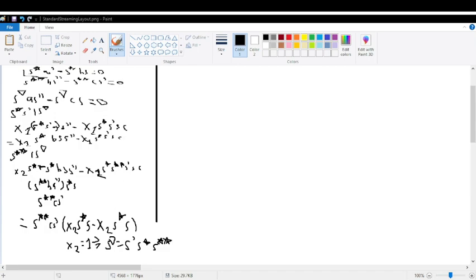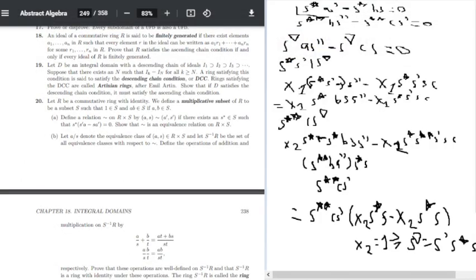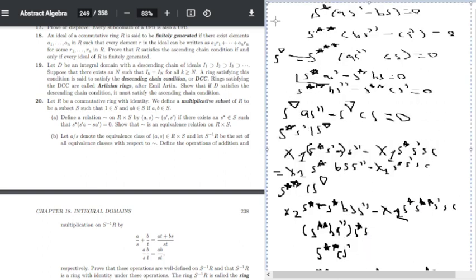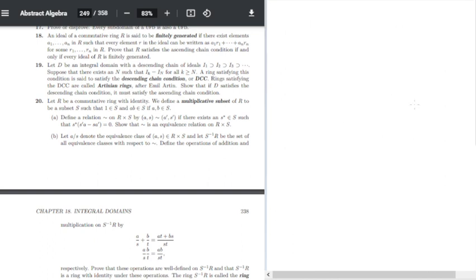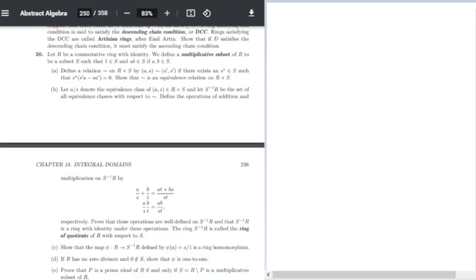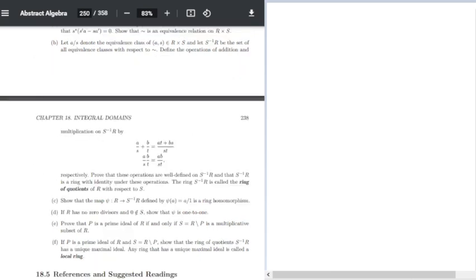Oh my gosh, okay. That was a nightmare of a computation. I hated that. Anyways, moving on. Now transitivity, we've shown an equivalence relation, so we've shown all we need. Let S inverse R be the set of all equivalence classes with respect to sigma. Define the operations as per usual. Prove these operations are well defined on S inverse R, and that it's the ring of quotients of R with respect to S.